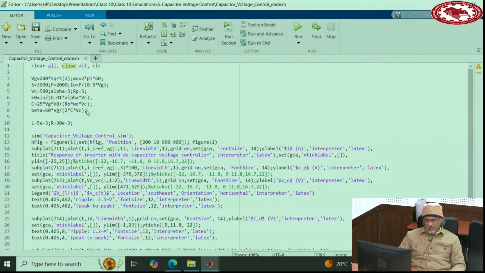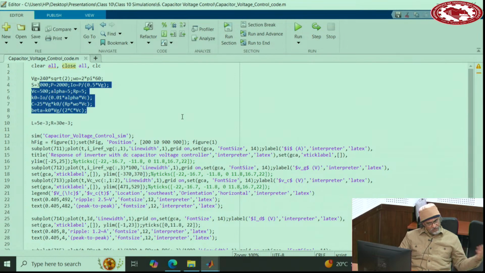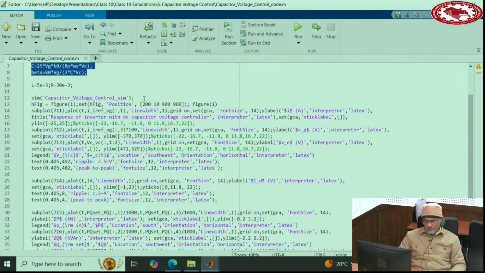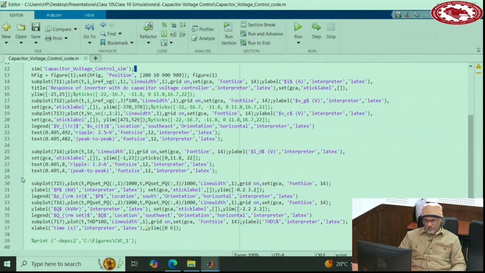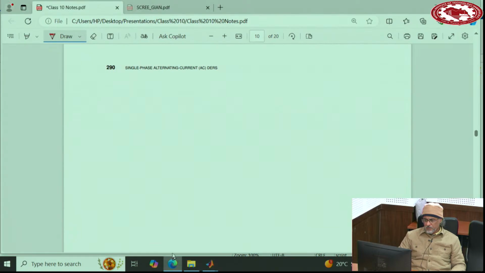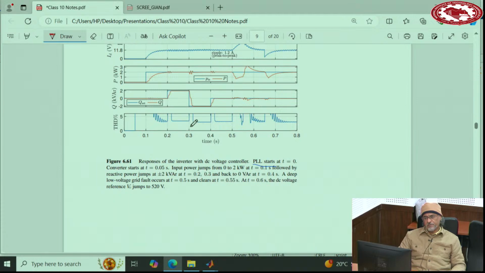These are the design aspects which is done here. The current controller was already designed in the previous example, so it is not redesigned. Again, the same numbers are used. And then after it runs the simulation, it generates the figures that I had, the only figure that I just showed you. This figure.